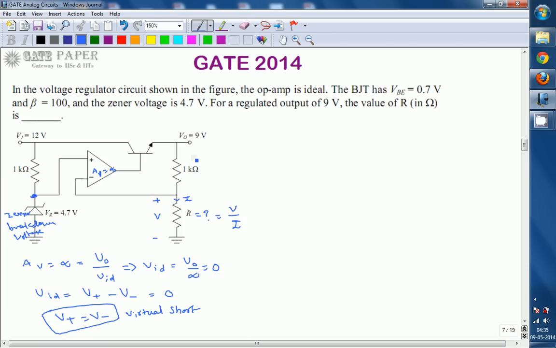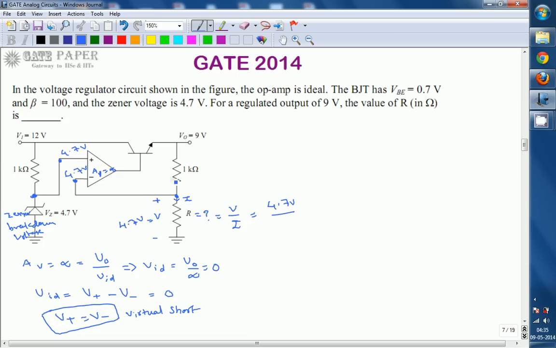So the voltage at the non-inverting terminal is 4.7 volts. And because of the virtual short, as AV is equal to infinity, the inverting terminal is also at 4.7 volts. The inverting terminal being at 4.7 volts means that at this point also you will get 4.7. That is, the voltage across this resistor is 4.7 volts. So we know V is equal to 4.7 volts divided by the value of I.